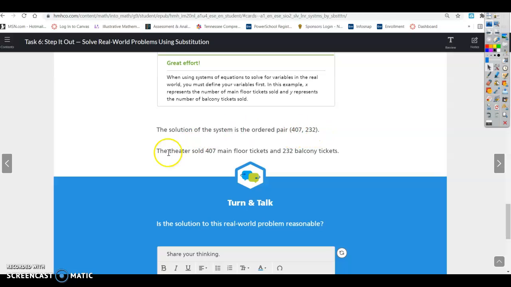What does that mean? That means the theater sold 407 main floor tickets, that was our X, and 232 balcony tickets, which was our Y. So that's our X and Y ordered pair there. That's all for task 6. If you have any questions, let me know.